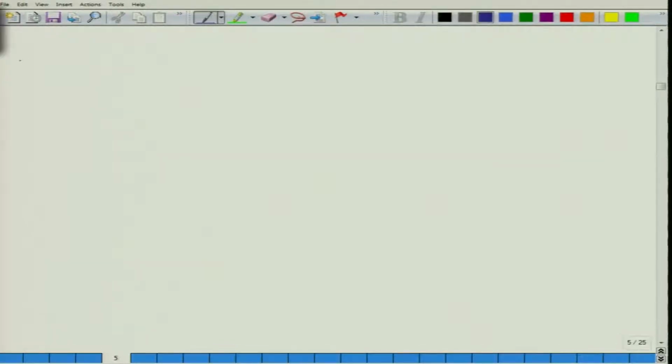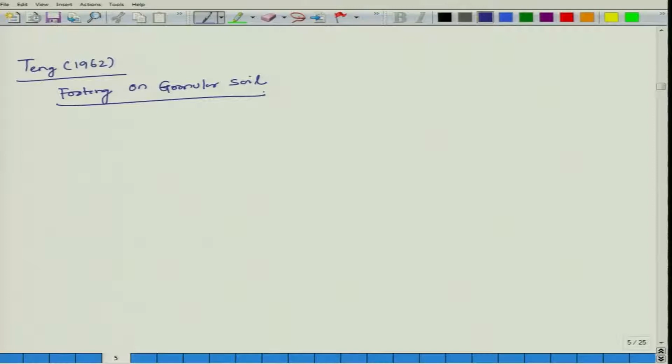And Teng, 1962, has given some empirical equations for ultimate bearing capacity of footings on granular soil. Footings on granular soil, Teng has given in 1962.